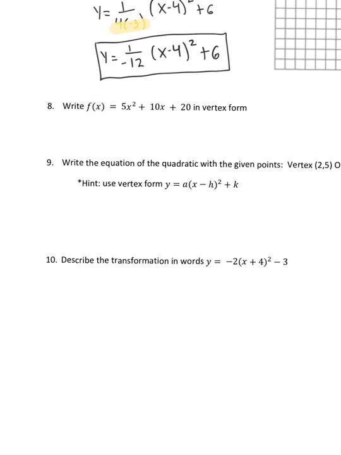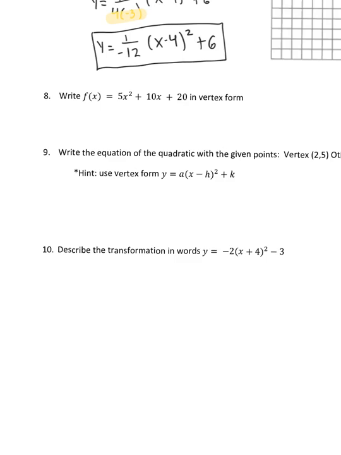Okay. Number 8, writing it in vertex form. I would graph this. So I'm going to say graph. And then once you graph it in the calculator, you can use graph trace to find your vertex. So on this one, I graphed it on my calculator and did graph trace, and my vertex was at (-1, 15). And then remember, your a value is that number there.